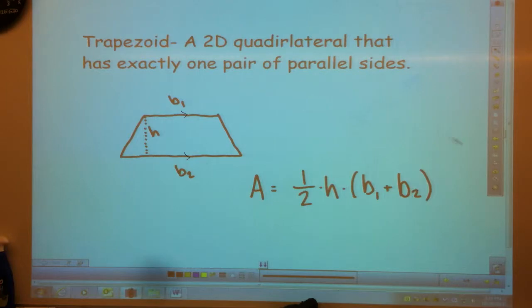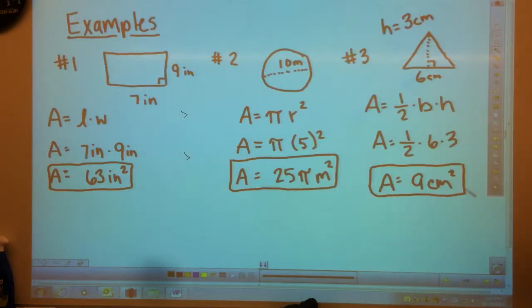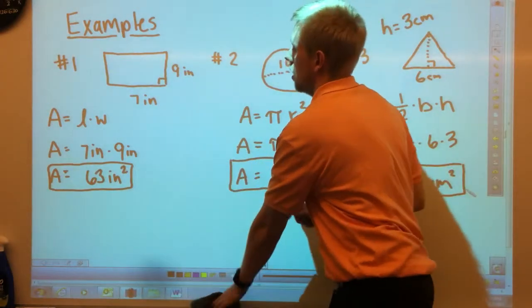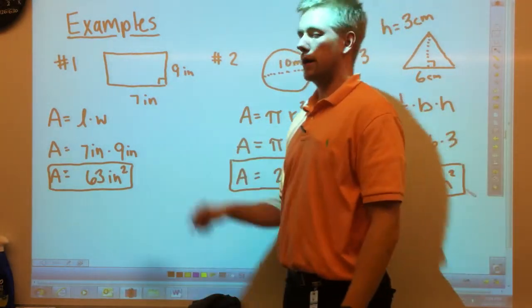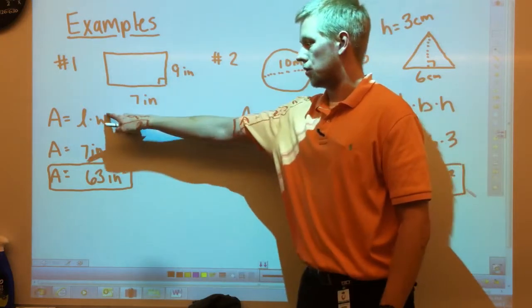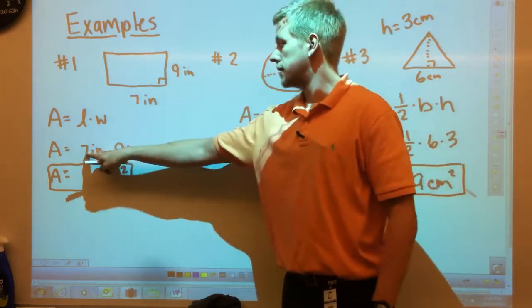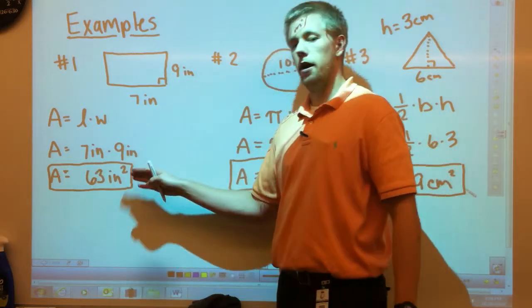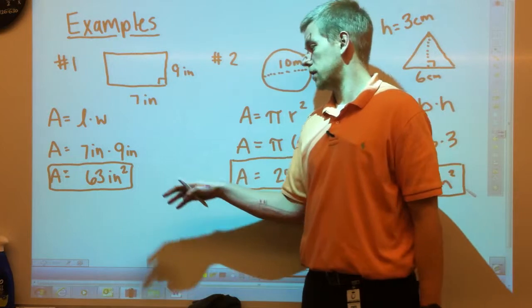We're going to do some examples really quick. Something very basic. This is nothing compared to volume. Number one, you have a rectangle. Your sides are 9 and 7 inches. Use your formula, length times width, plug them in. 7 times 9 is 63, and then I have my inches here. Inches for area, my units, make sure you have your units labeled.